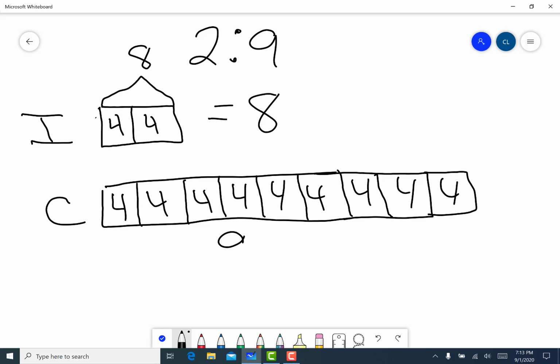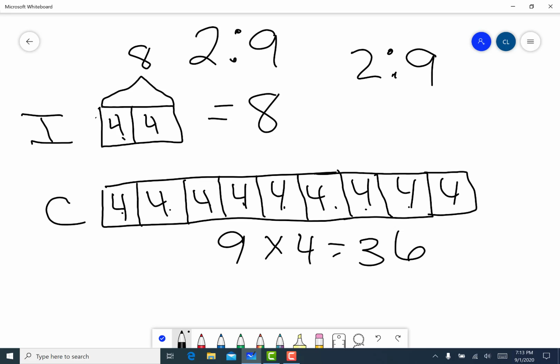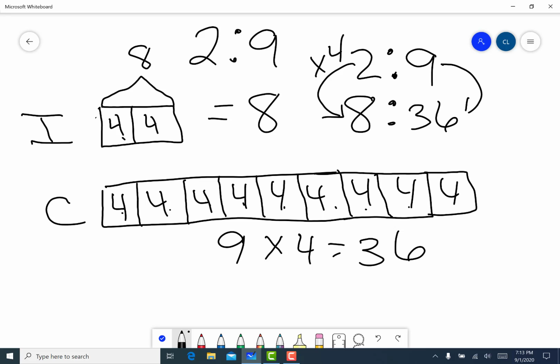We know there's 9 boxes in all. Then you just multiply by that number, 4, or you just count up 4, 8, 12, 16, 20, 24, 28, 32, 36, or just multiply 9 times 4, and you would have 36. So her ratio was 2 to 9. They said, what if she had 8 incorrect? How many would she have correct? That would be 36. And you can see 2 times 4 is 8, just like 9 times 4 is 36, showing that that is an equivalent ratio.